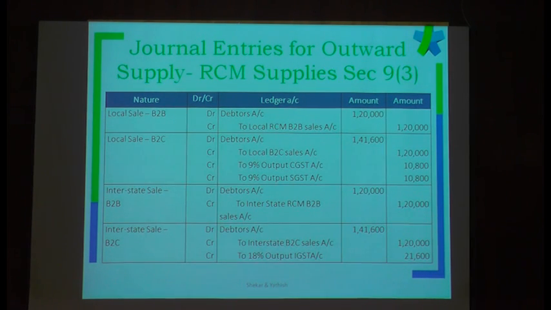Then with respect to the reverse charge mechanism supplies, which we spoke about, it is debtor account to local RCM B2B sales. Then we have debtors account to local B2C sales, that is 9% output CGST and 9% output SGST. This is where we give the details of the RCM liability which we are trying to create.